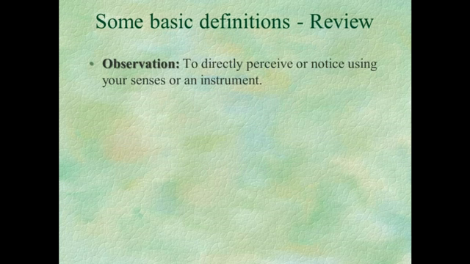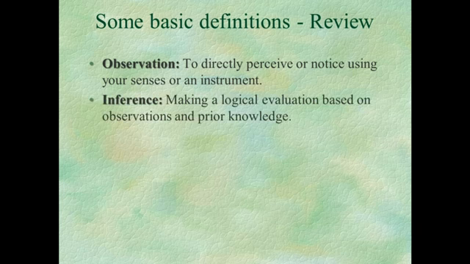Okay, here we go. First, we're going to review a couple of definitions of things that we've already talked about. First of all, of course, an observation is any time we directly perceive something in the environment, either using our senses or using an instrument. Now, this, of course, is different from an inference. In an inference, we make some judgment or some evaluation using an observation, right?